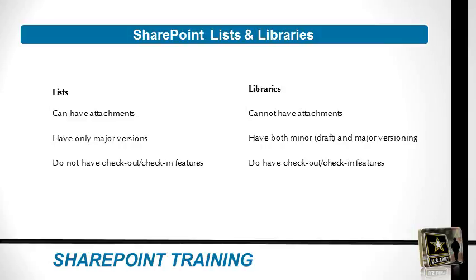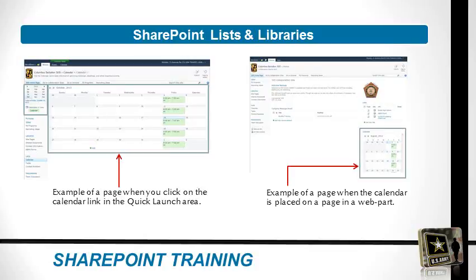So what exactly are lists and libraries, and how do they appear on the screen? Lists and libraries are no more than empty containers until you either upload, attach, or input information into them. The information can then be displayed in several ways. In this example, on the left, you can see how a page looks after you click on the calendar link in the quick launch. On the right, you can see how a page would look if the calendar was placed in a web part. As you can see, the advantage of using a web part is that other information can also be displayed on the page at the same time. The disadvantage is that the page could become cluttered if too many lists and libraries were displayed on a single page.